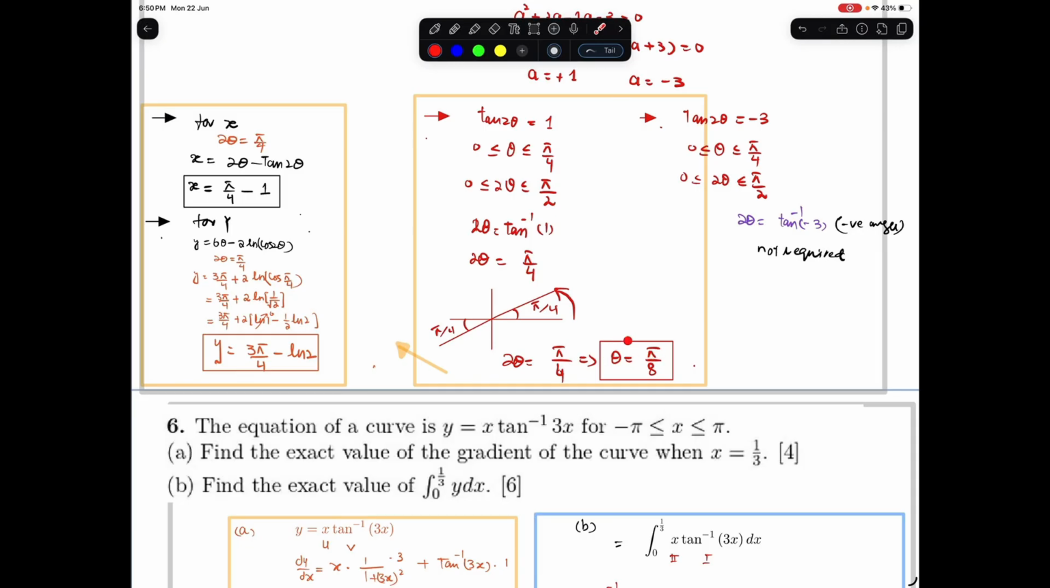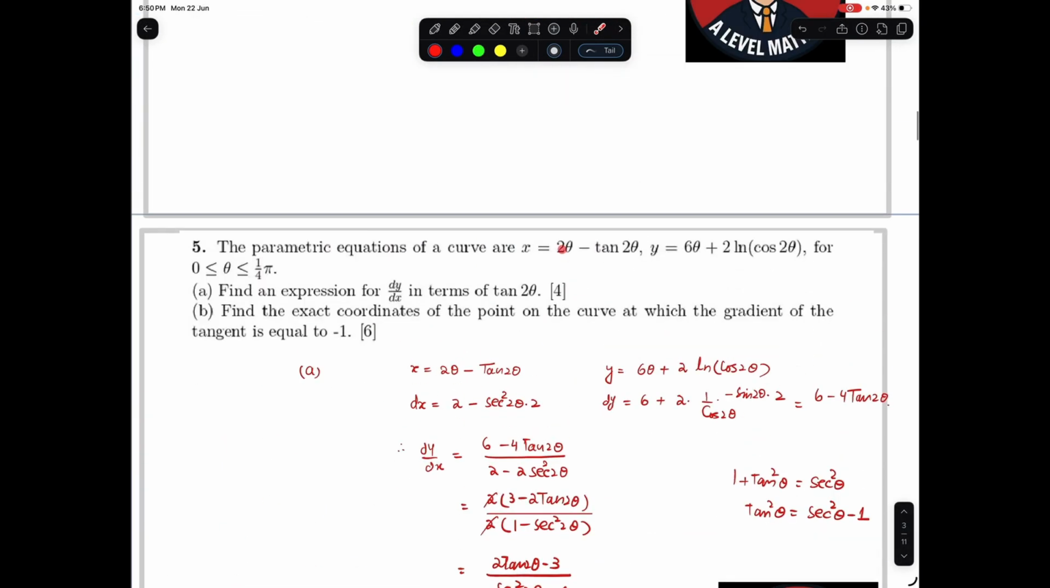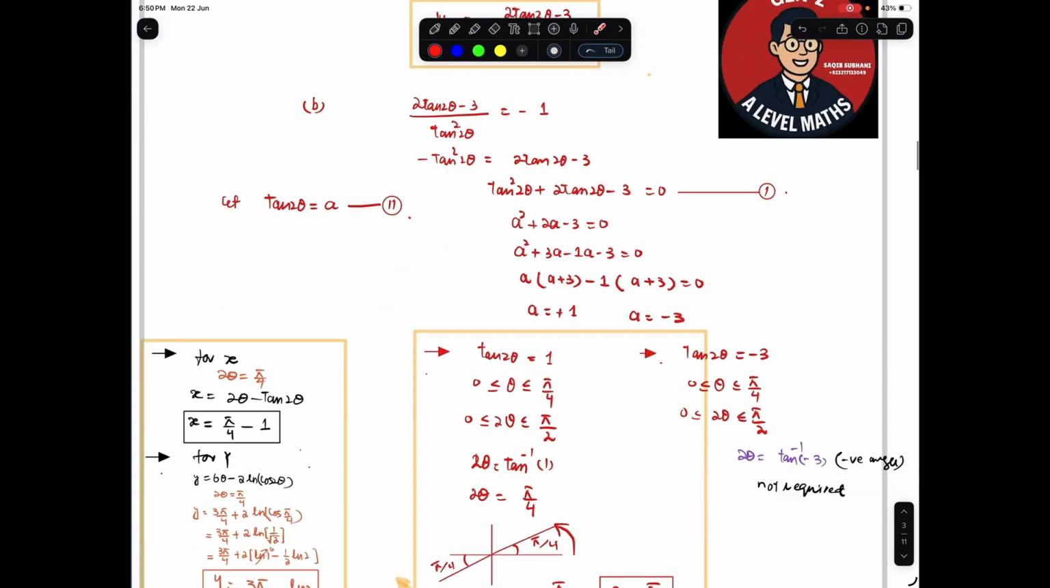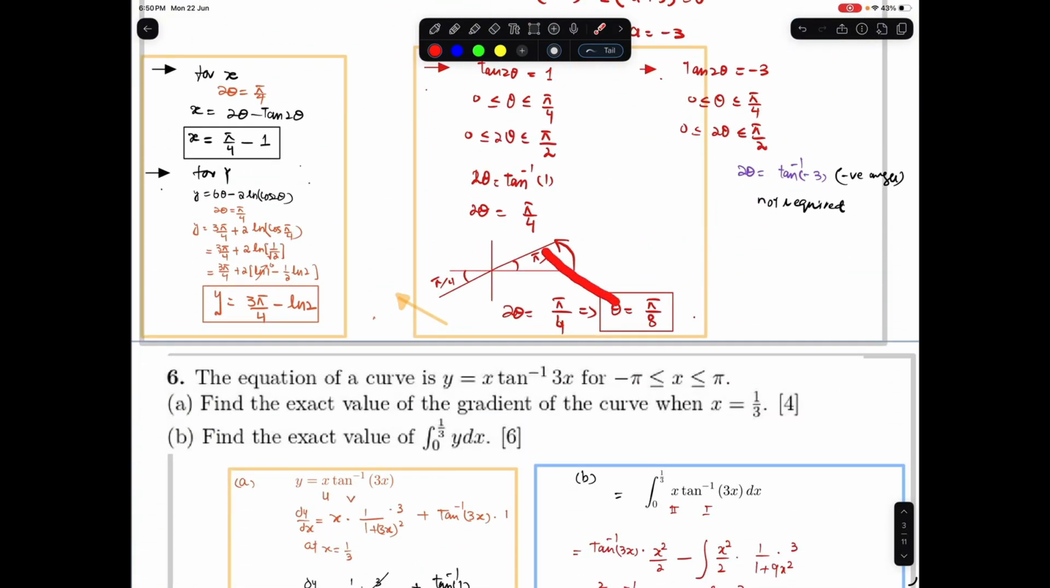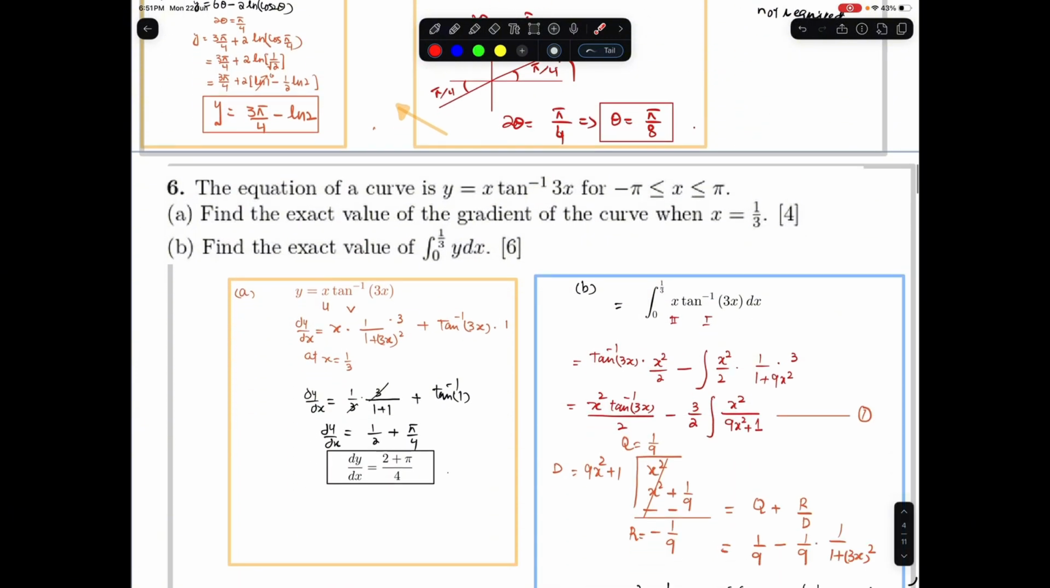We will be using this theta in the original equation x or y to find out the coordinates of the point. So put theta is equals to what? Pi by 4 in the x, and then y, you will be getting the corresponding values of x or y. So these are the answers for the coordinates of the point.